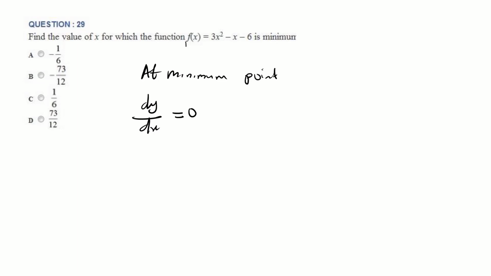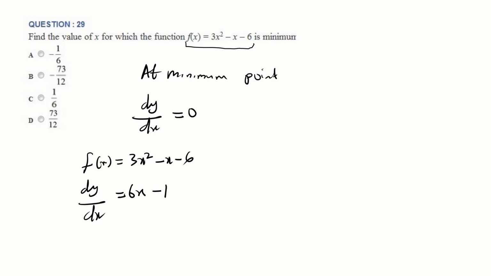So if you take the derivative of this function, then we are assuming it's at the minimum point. That means dy over dx must be equal to 0. Then we can find the value of x. So we have f of x equals 3x squared minus x minus 6. The derivative is dy over dx equal to 6x minus 1. Since we are at the minimum point, this must be equal to 0. So 6x, collecting like terms, equals 1, and x equals 1 over 6. So at the minimum point, x is going to be 1 over 6. That is option C.